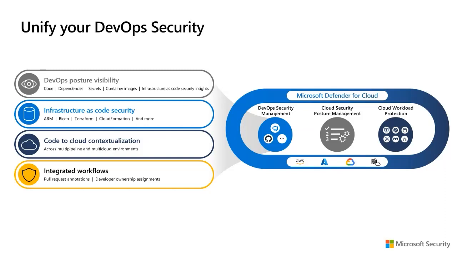With infrastructure as code security, more and more cloud infrastructure is deployed through your ARM, Bicep, Terraform, CloudFormation, and additional IaC templates. Through enabling developers to identify the misconfigurations before they reach production, you can ensure that the attack vectors in your production environment are minimized due to the developers being empowered to remediate these issues quickly and before they reach the production stage. Next, we have code to cloud contextualization.